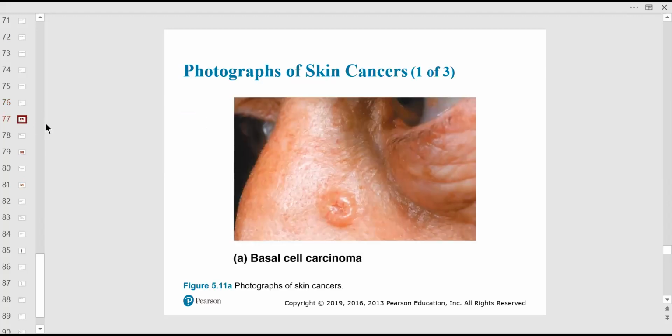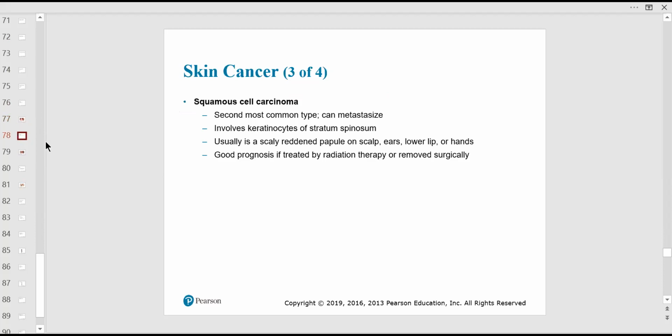That's basal cell. So it's really kind of round. It's not too dark. It's not elevated so much. It's not irregular around its margins. But it's still cancer. It still has to be treated. So squamous cell carcinoma involves the keratinocytes, mostly in the stratum spinosum. So that's good to remember.